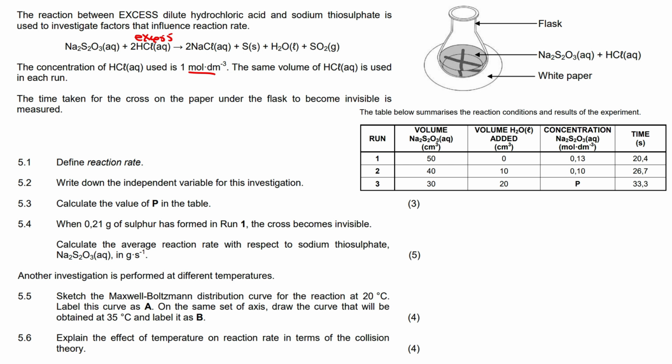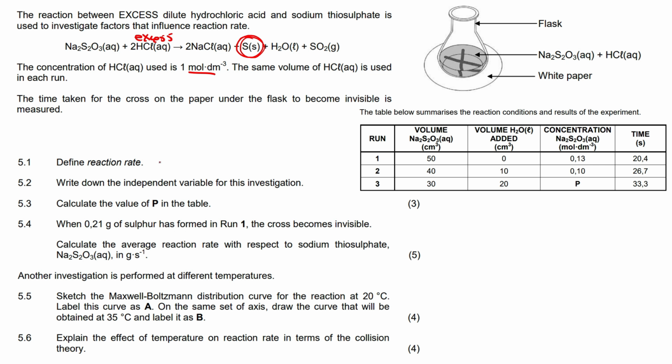Okay, so this is a reaction I've done in real life before. All that happens is they put these two chemicals together, and as the reaction progresses, it produces some type of precipitate, and eventually you won't be able to see the cross, and then they measure how long it takes for that to happen. The faster it happens, obviously the reaction is happening fast. The slower it happens, the reaction is happening slow. So that's all that's really happening here.